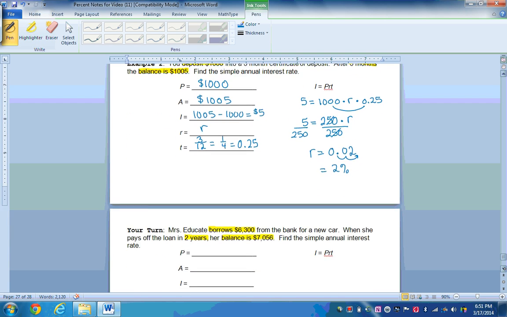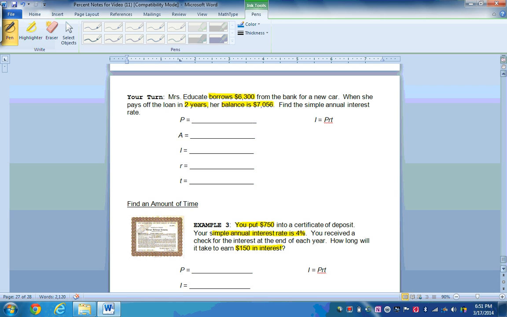Go ahead and go to the next page, hit pause, and try this next question.